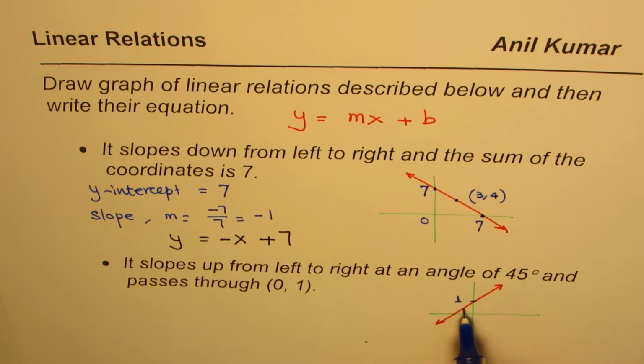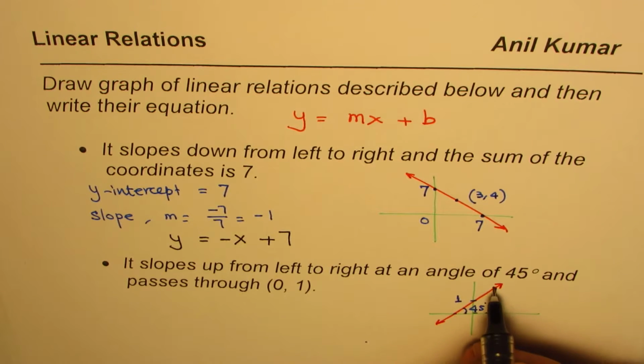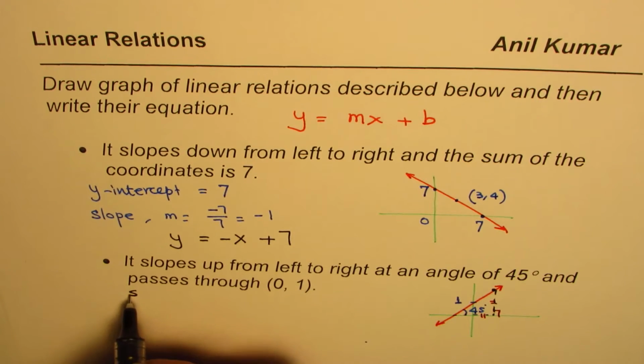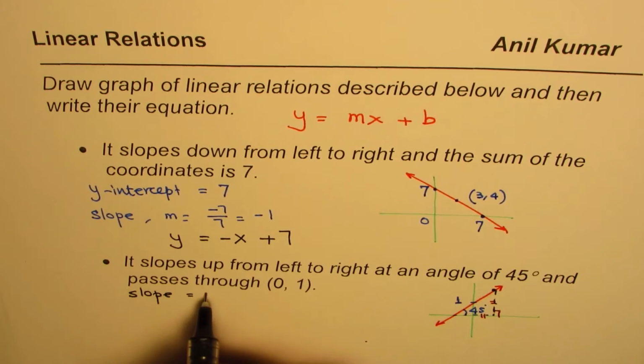Now 45 degrees angle means what? If this is 45 degrees, it means what? Now as you know, if the angle is 45 degrees, then rise over run will be what? If I drop a perpendicular, then we have 90 degrees here. Now since this is 45 degrees, these two sides are going to be equal. That means rise over run is 1, right? So both are equal sides. So what we have here is, whenever the angle is 45 degrees, slope is going to be 1, right?